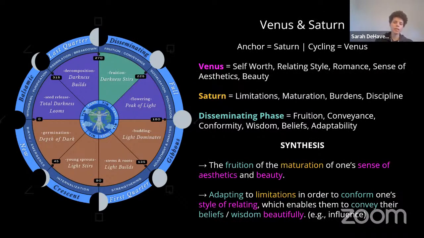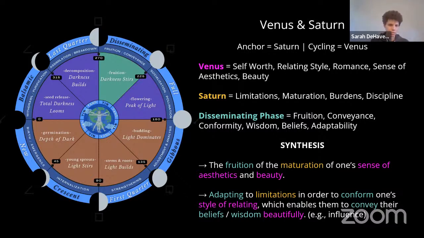With Venus and Saturn, our examples of synthesis are the fruition of the maturation of one's sense of... apologies, getting tongue-tied. So much to say and so much to convey here, no pun, no joke. Okay, super serious. The fruition of the maturation of one's sense of aesthetics and beauty. Adapting to limitations in order to conform one's style of relating, which enables them to convey their beliefs and wisdom beautifully.